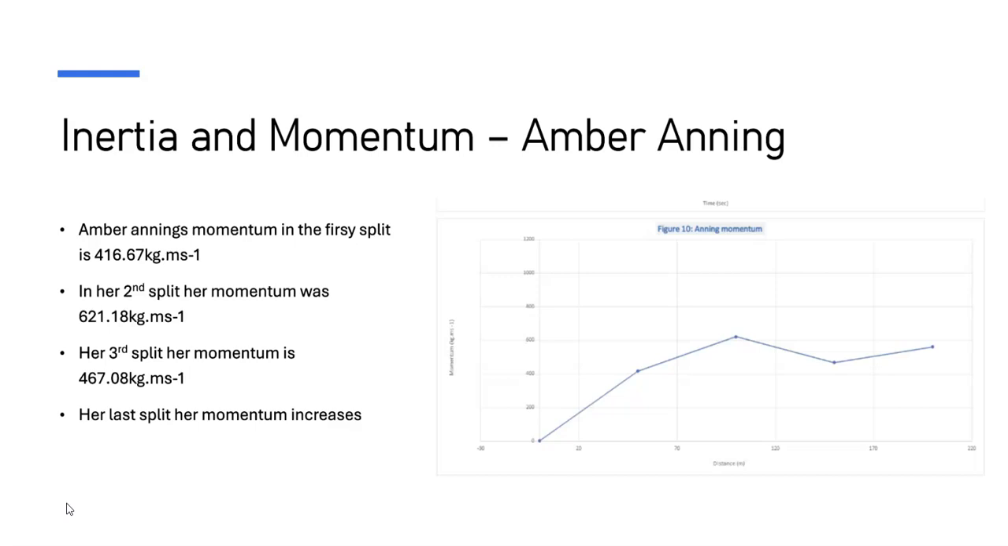In her second split, her momentum was 621.18 kg·m/s. This was her highest point of momentum as she had reached her max velocity, so she is now moving quickly and has a lot of momentum. In her third split, her momentum is 467.08 kg·m/s. It starts to decrease as she starts to fatigue and her velocity decreases. In her last split, her momentum increases. This is because her velocity starts to increase again as she puts maximum effort into the last 50 meters.